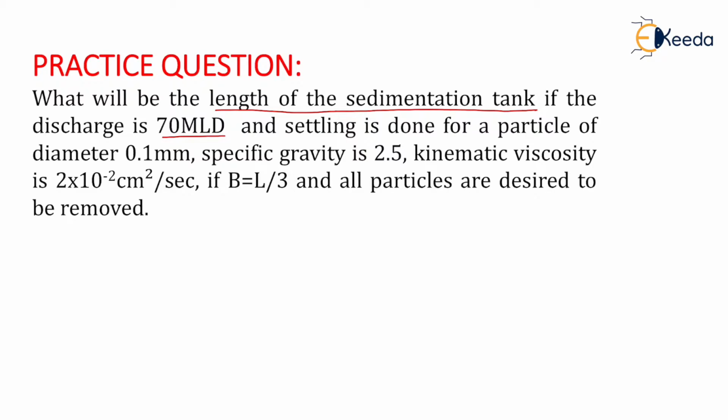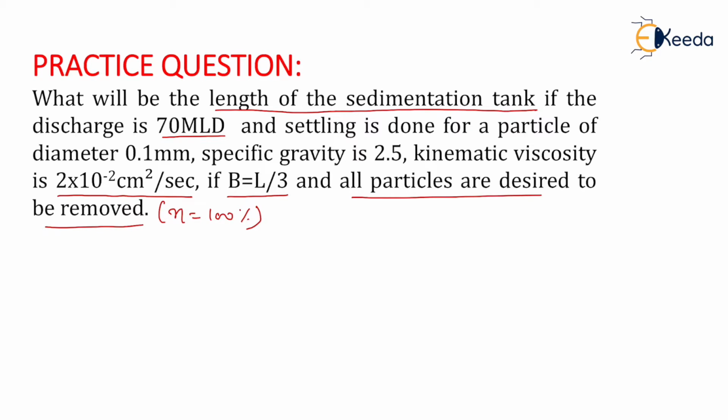Now specific gravity is given as 2.5, kinematic viscosity is given as 2 into 10 to the power minus 2 centimeter square per second. Now the most important data given in the question is that B is equal to L by 3 and all particles are desired to be removed. It means that the efficiency is 100%. Now, if the efficiency is 100%, we need to find out the length of the sedimentation tank.